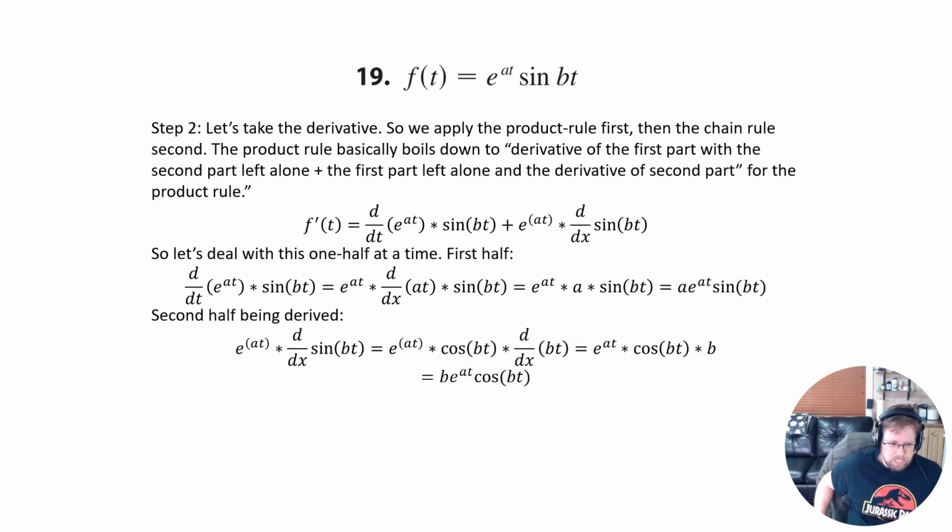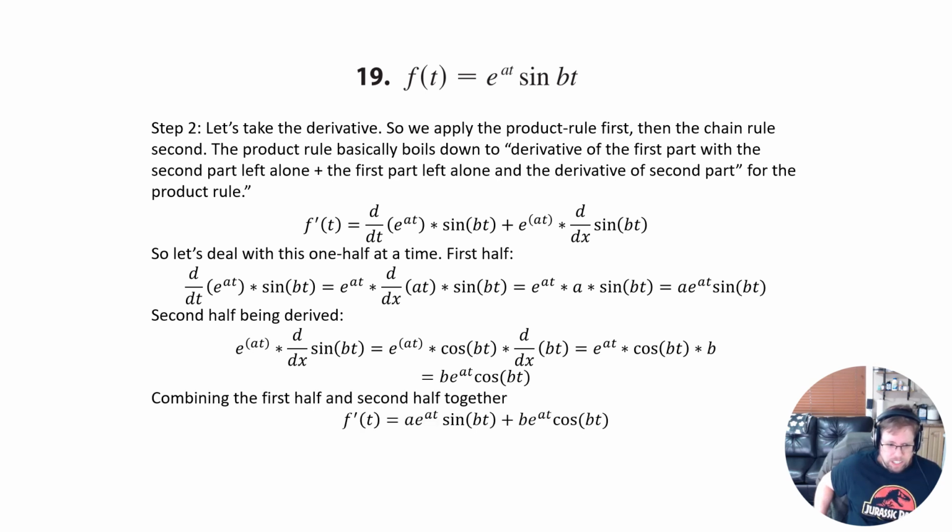The second half, e to the at, we're not doing anything with, we're just writing it again, and we're taking the derivative of the second half, this sine bt. So what's the derivative of sine? Well, it's cos, with the bt left alone, because that's your inside function, multiplied by the derivative of your inside, which is your bt. What's the derivative of bt? Well, it's just b. And now I'm moving the b in front, because it looks a little bit nicer, and so the second half we just end up with b e to the at times cos bt.